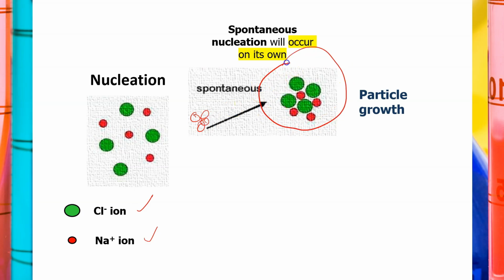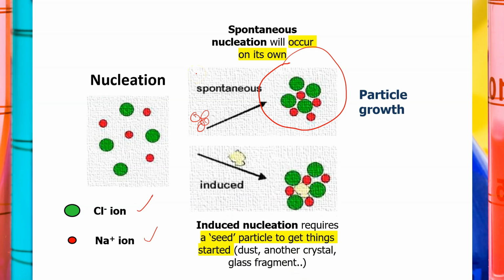The second mechanism of the nucleation process is induced nucleation, which requires seed particles to get things started, for example, dust, another crystal, or a glass fragment. In other words, it needs a nucleation center where the product will be embedded on the surface of the nucleation center to make sure the product produces a large particle here. In a chemical reaction, it involves either one mechanism or both mechanisms.